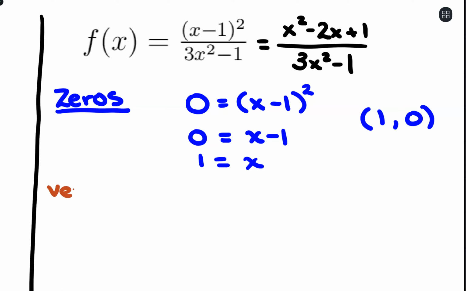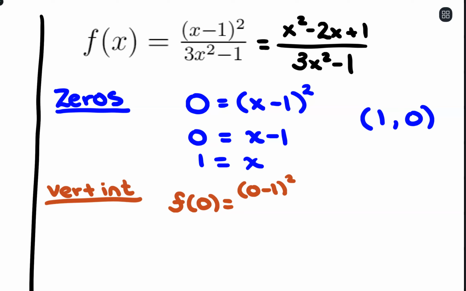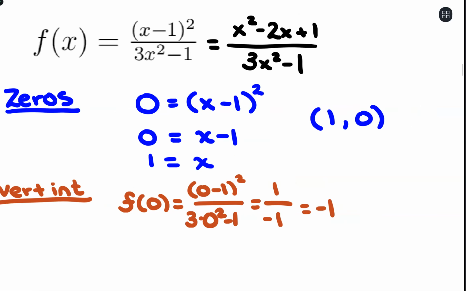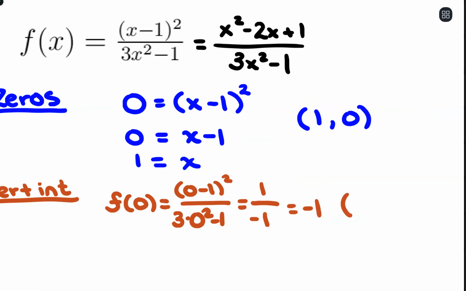All right, the vertical intercept, we're going to plug in 0. So we're looking at f of 0, which is 0 minus 1 quantity squared over 3 times 0 squared minus 1. Let's see, negative 1 squared is positive 1. 0 minus 1 is a negative 1, so we're getting negative 1 out here. So we're getting a vertical intercept at 0, negative 1.